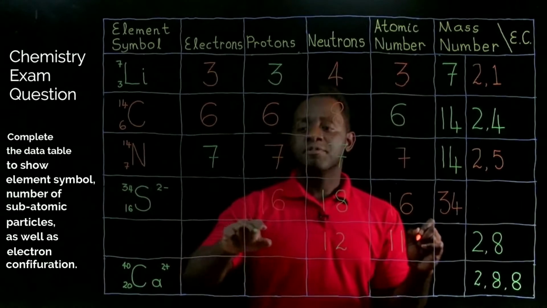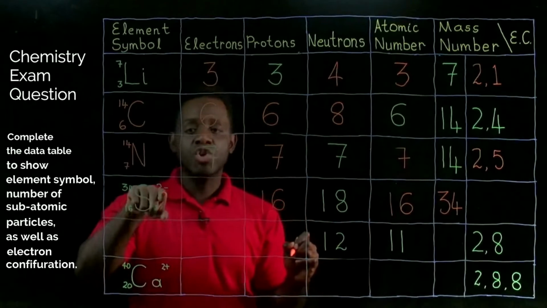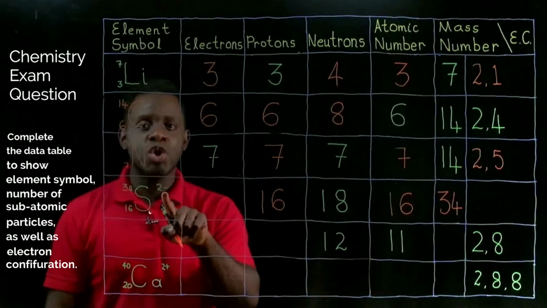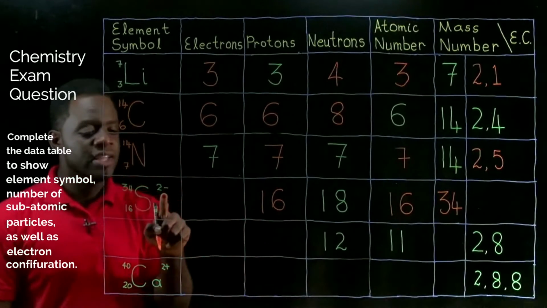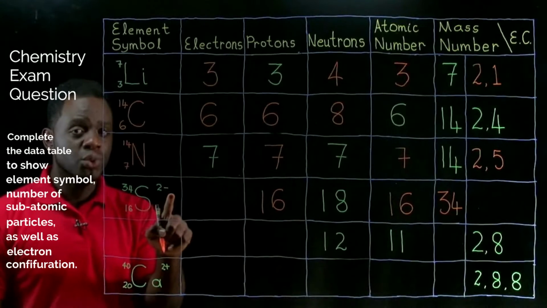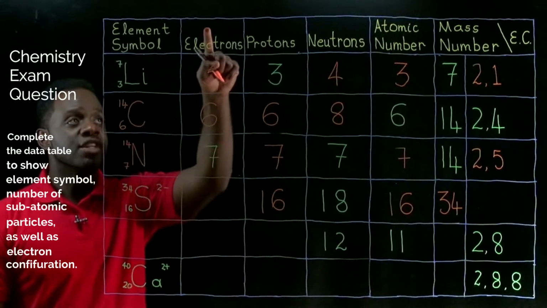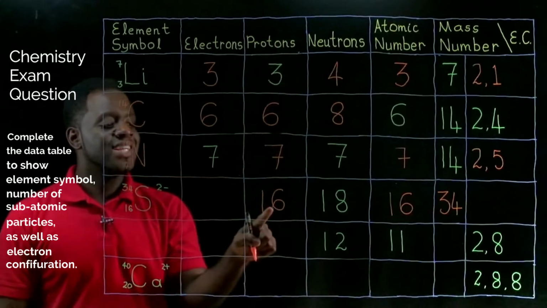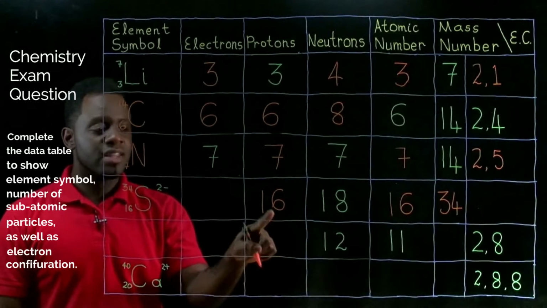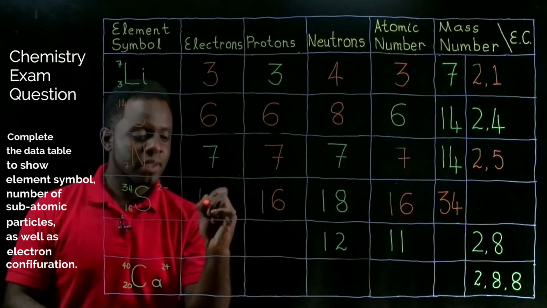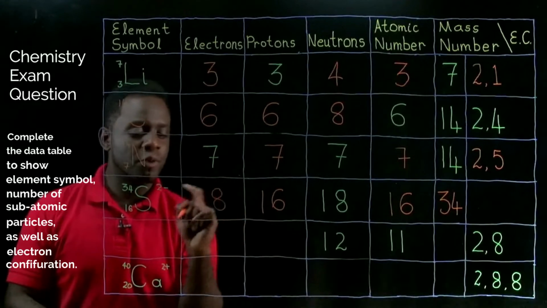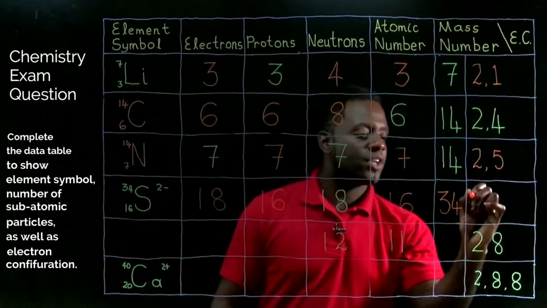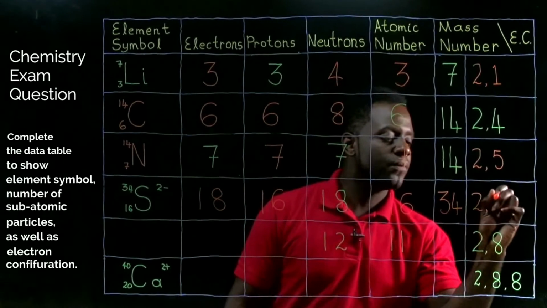The number of electrons is greater than the number of protons because this number here tells us that the overall charge on the element is -2. Since electrons are negatively charged and protons are positively charged, if there are 16 protons, then there needs to be 18 electrons for the overall charge to be -2. The electron configuration, therefore, is 2, 8, 8.